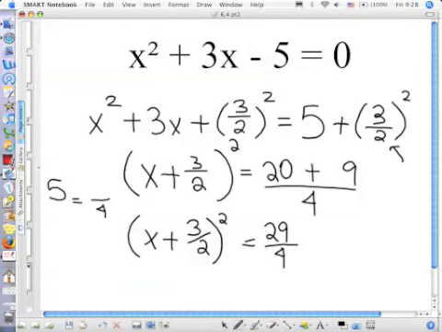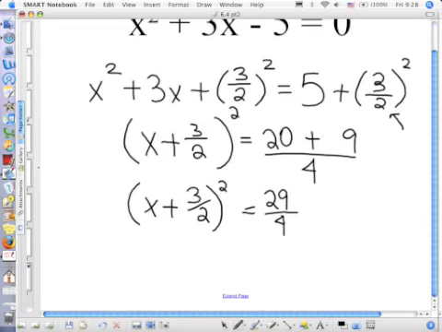Into something over 4. 20 over 4 is the same thing as 5. Okay? All right. Is everybody with me up to this point? This is just working with fractions, getting a common denominator and putting it together.